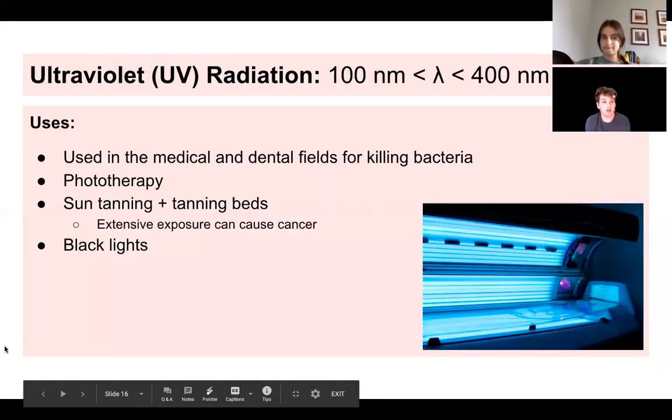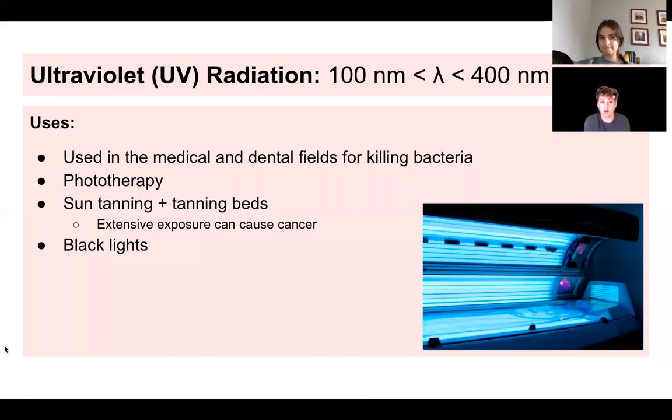Okay, next we have ultraviolet radiation, which most of you have probably heard of. In the medical field, it's used for killing bacteria. And in the last year, a lot of companies released sanitary equipment that uses ultraviolet light to kill bacteria just to stay clean during the pandemic. It's also used for sun tanning and tanning beds, but extensive exposure can cause skin cancer, which is why we wear sunscreen. And then it's also used for black lights to look cool.